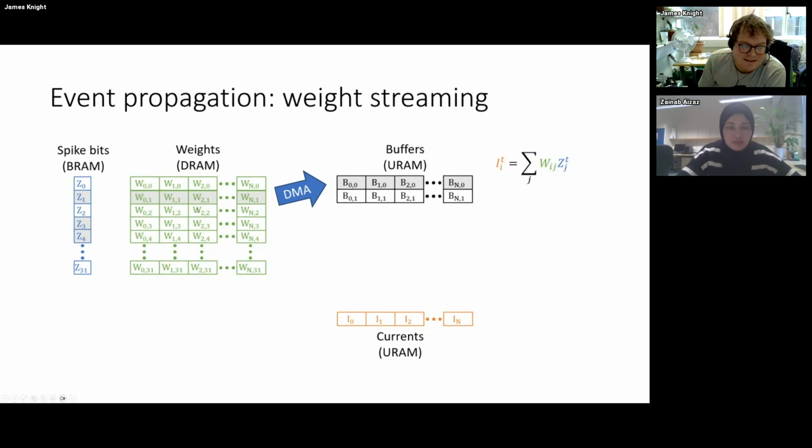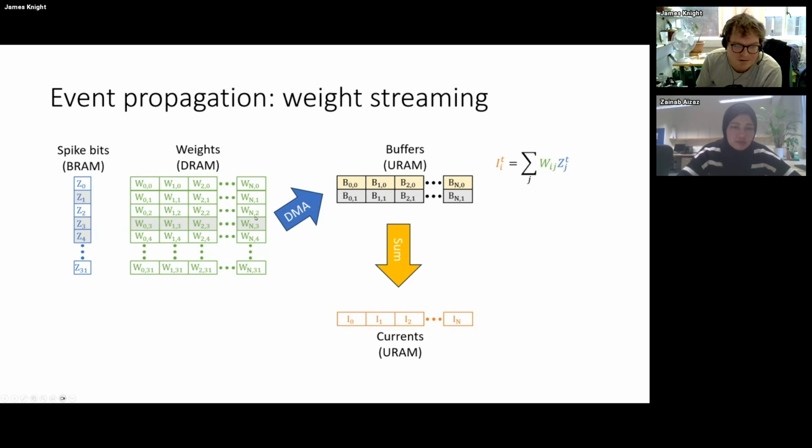So the way we process this is we first of all prefetch the row of weights associated with the first spike into a URAM buffer. And this incurs some memory latency, but this is the only memory latency you see in our algorithm. Because next, you simultaneously start fetching the next row of weights, and at the same time you start processing the row that you got before. So this consists of just adding them to this I variable.